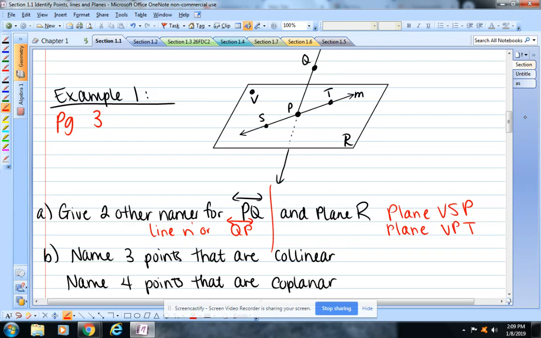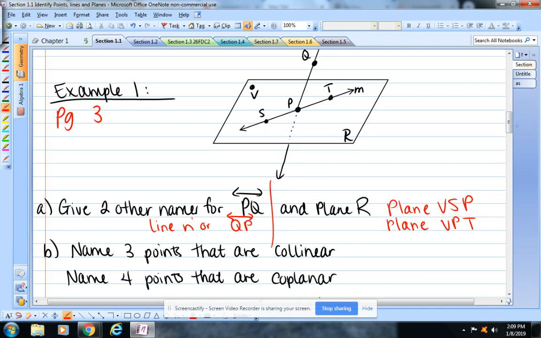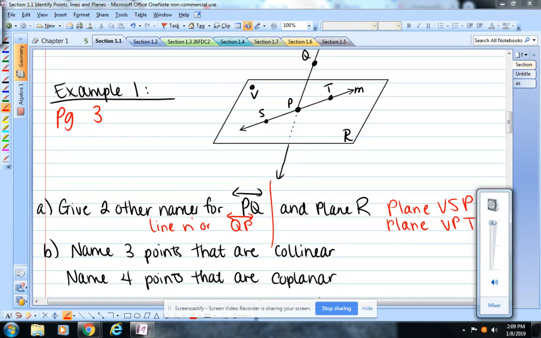Does line N have 3 points on it? No, it only gives us 2 names of points on line N. It's kind of hard for me to see. I'm scrolling back and forth. What about M? Give me 3 points on line M. S, P, and T.